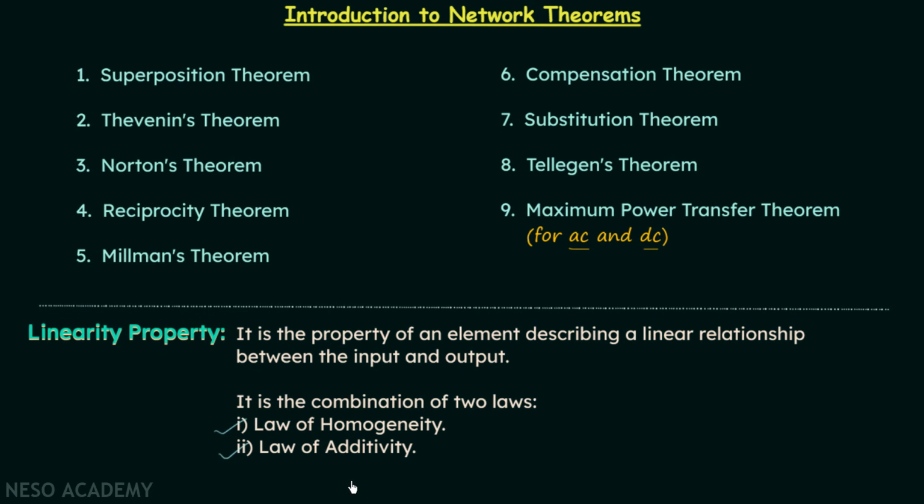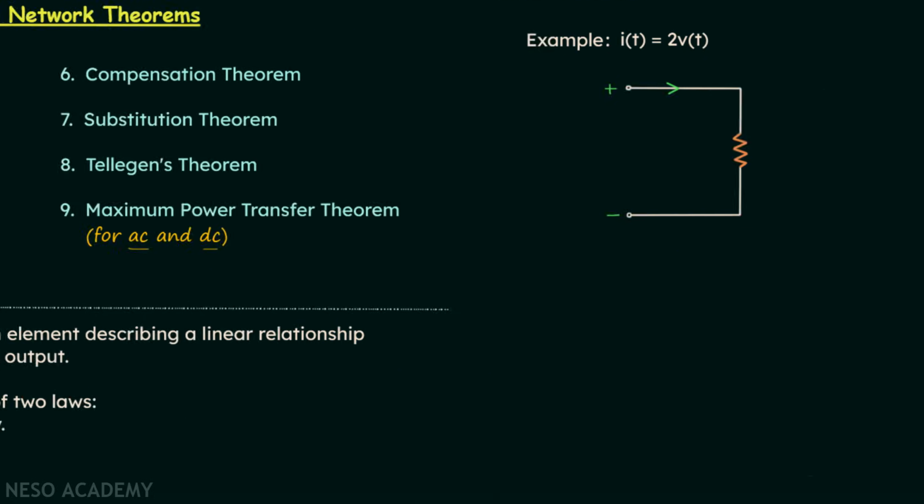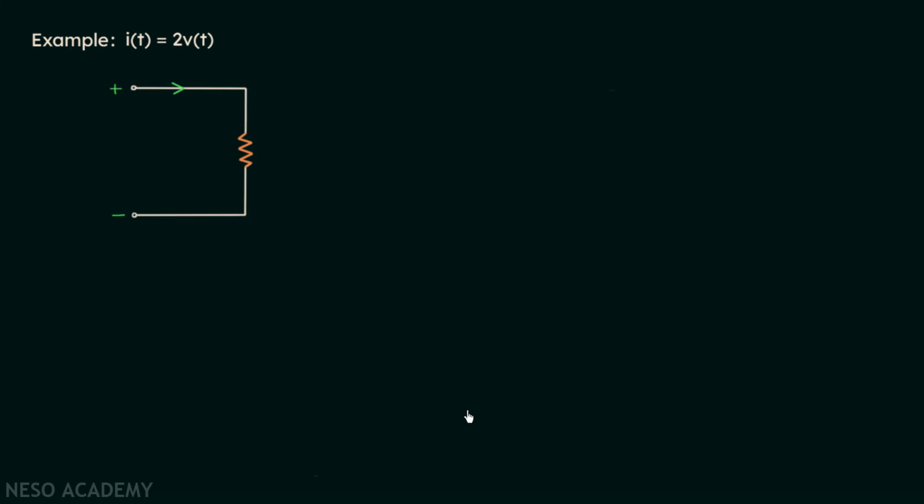Now we will try to understand the two laws with the help of one example. In this example, we have current IT equal to voltage VT multiplied by 2, and this relation we call the system relation. We are getting this from this circuit, in which we have one resistor whose resistance is equal to 1/2 ohm. Across this resistor we are applying voltage VT, and through this resistor the current is IT.